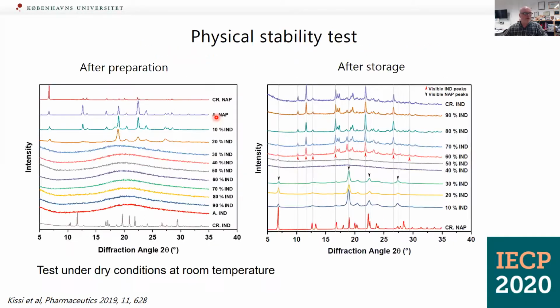However, when we now put these different systems on stability, then after some time, we see that we get crystallization of either one or the other component in our system. So we get visible indomethacin peaks at high indomethacin concentrations and visible naproxen peaks at high naproxen concentrations. At around about 40 mole% of indomethacin to naproxen, the system is the most stable. So it is at 40 mole%, not at 50. At 50, we already see some peaks. 50-50 would be 1:1 molar ratio, but here it was at 40-60.